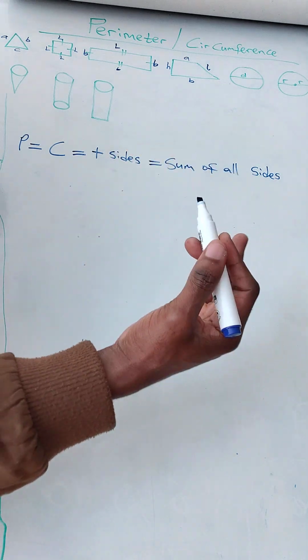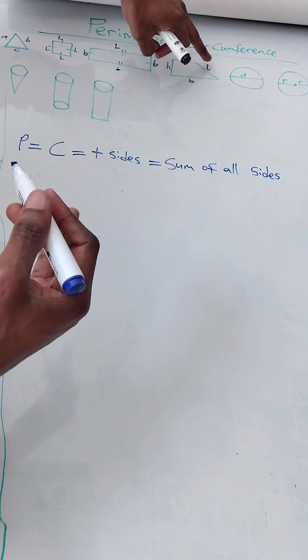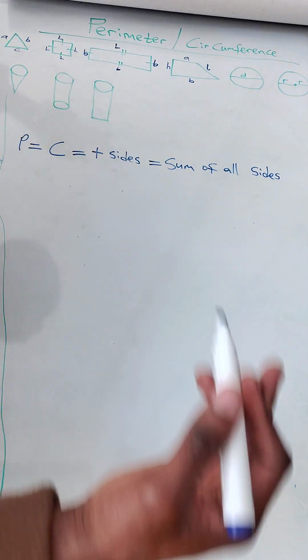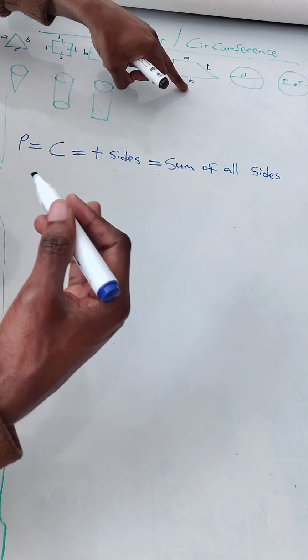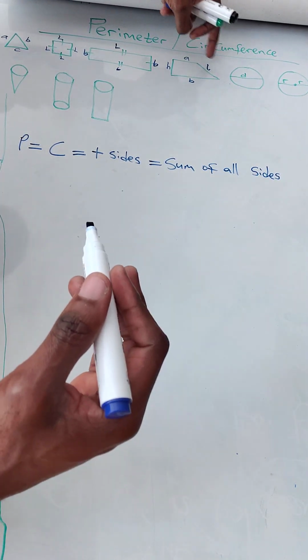So for the perimeter of this trapezium, it will be what? H plus A plus L plus B. It's not a must that you must say A plus B plus L plus H. It's not a must. Just understand that it is the addition.